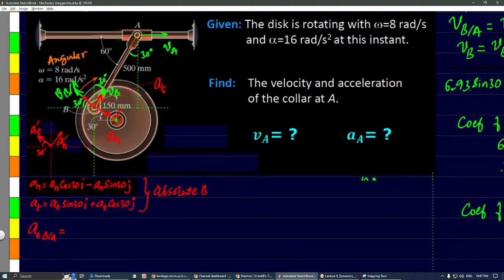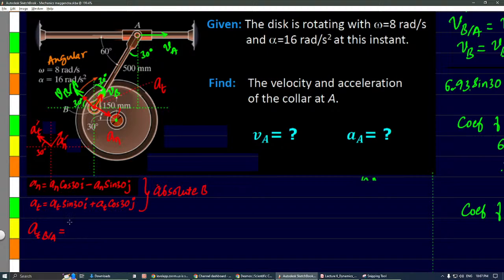And we are lucky that BA is perpendicular to this length. We are very lucky. If it was not perpendicular, the equations would have been way more complex.